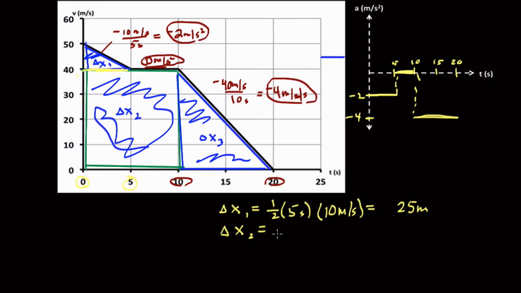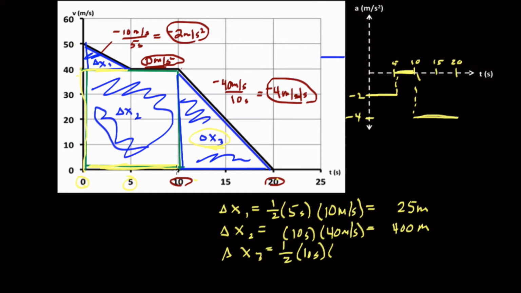Area 2 is just this big rectangle here. It's just base times height here, or length times width. It is 10 seconds wide, and it is 40 meters per second high. So it's just going to be 10 seconds times 40 meters per second, which is 400 meters. And the last area is going to be another triangle. So that's this area here. It's another triangle, so it's 1/2 the base. So it goes from 10 to 20 seconds. So it's 10 seconds.